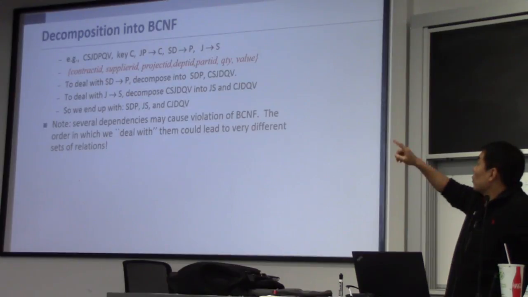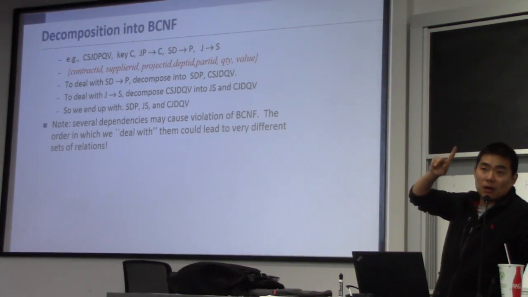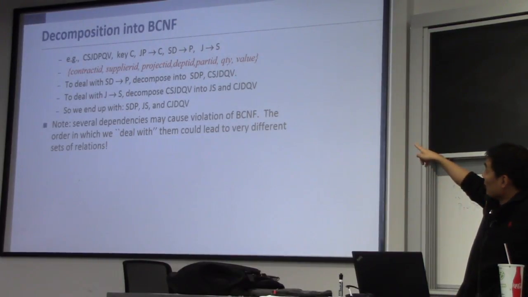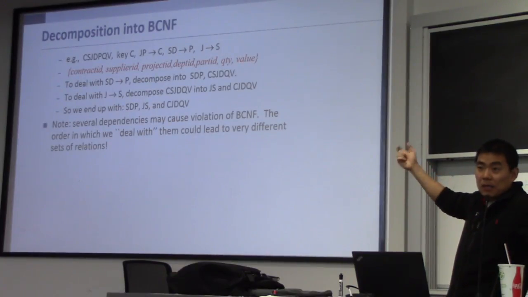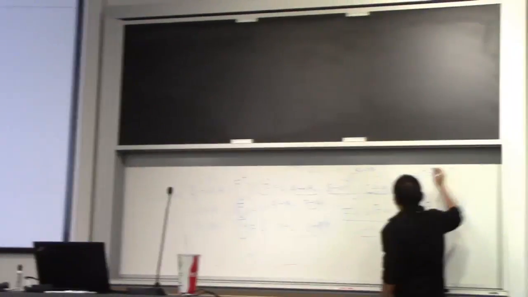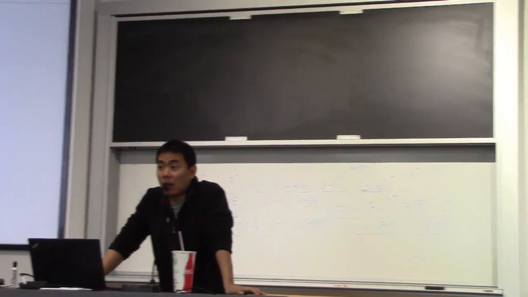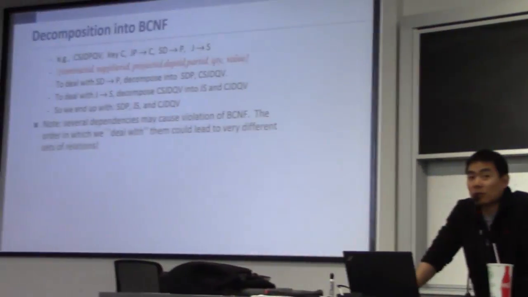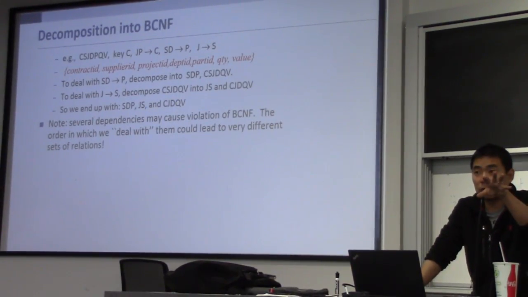What about SD determines P? Now this is causing you a problem, because SD determines P, but P doesn't determine anything else. So SD only determines P and SD. In other words, the attribute closure of SD is just SDP, which means SD is not a super key, which means this has violated the BCNF requirement. Follow me? All of you follow me?